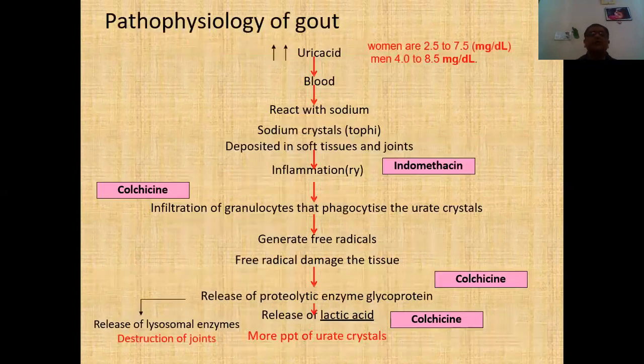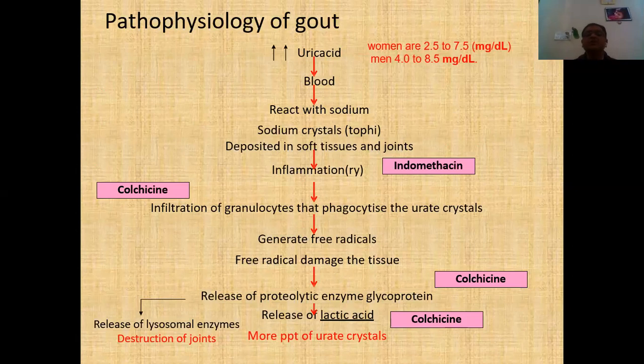Now, the next topic is the pathophysiology of gout. The normal level of uric acid in women is about 2.5 to 7.5 milligram per dl, whereas in men it is about 4 to 8.5 milligram per dl. But because of some conditions or disease, or if you are having some treatment, the uric acid level in the blood goes on increasing, so that the uric acid reacts with sodium to form crystals, which we can call tophi, that are deposited into the soft tissue and joints, and because of which an inflammatory condition occurs.